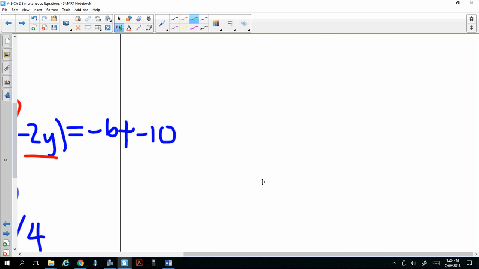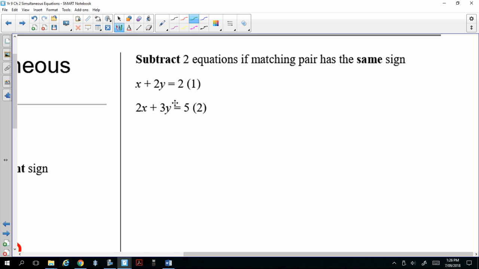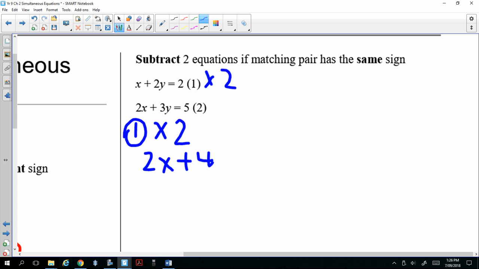Now, can anyone tell me what to do in order to eliminate them? Which one is the same, the x or the y? Very good. And how do I make them the same? What do I have to do? Very good. Let's times equation 1 by 2. So you double every term, you get 2x plus 4y equal to 4. You get equation 3. That's a new equation.